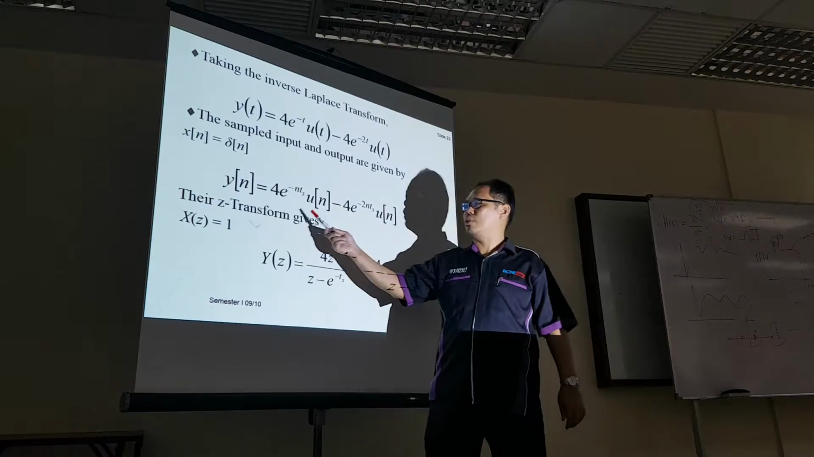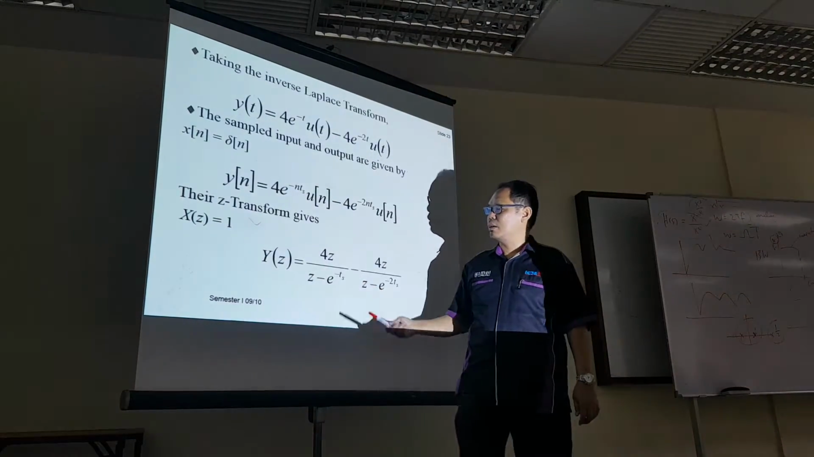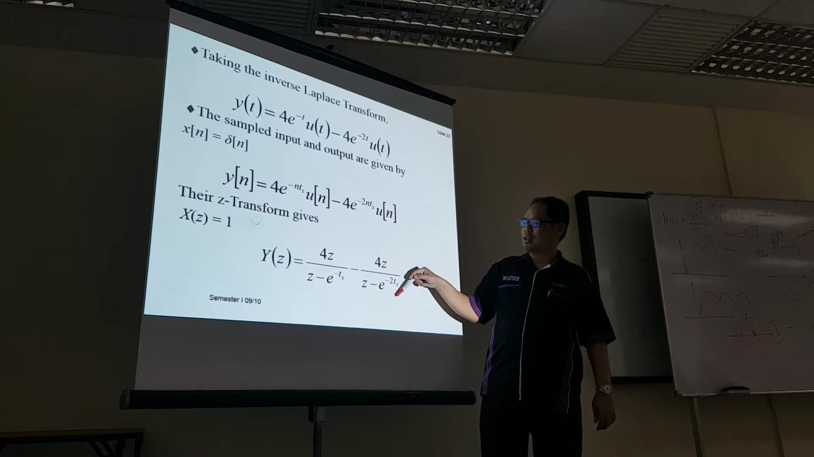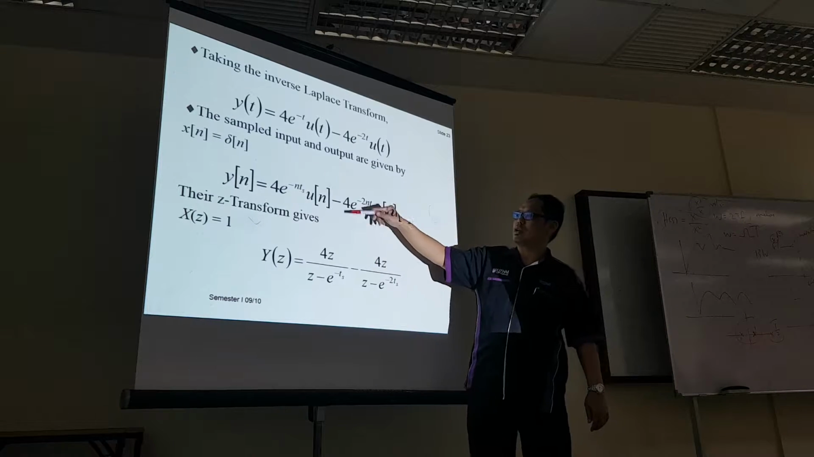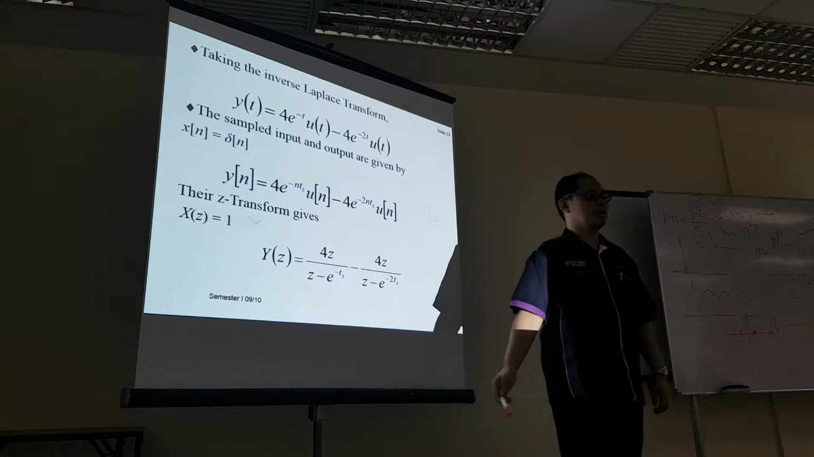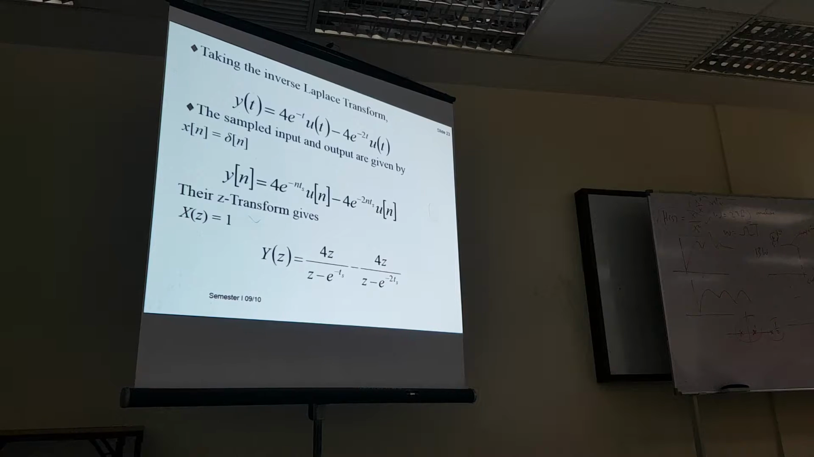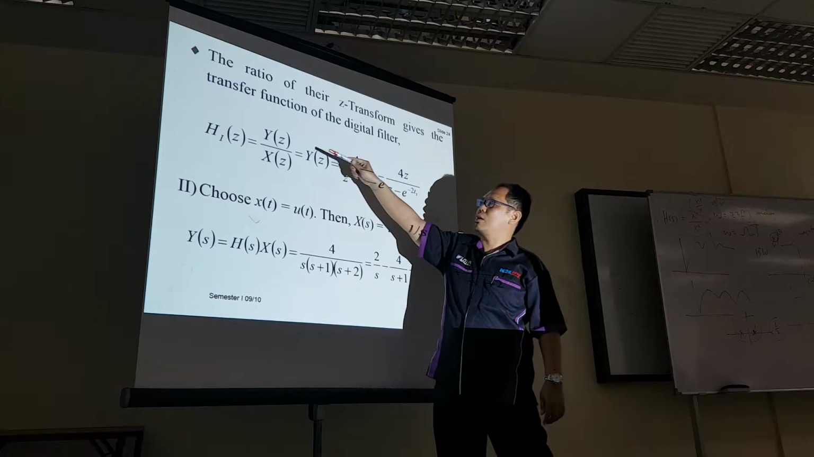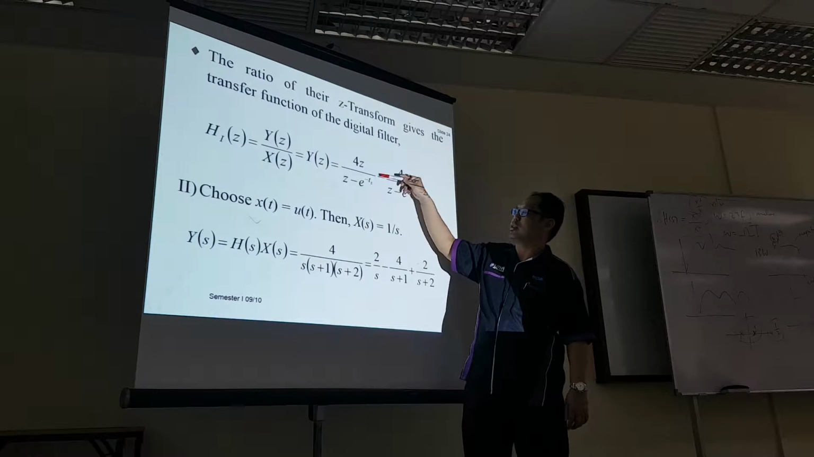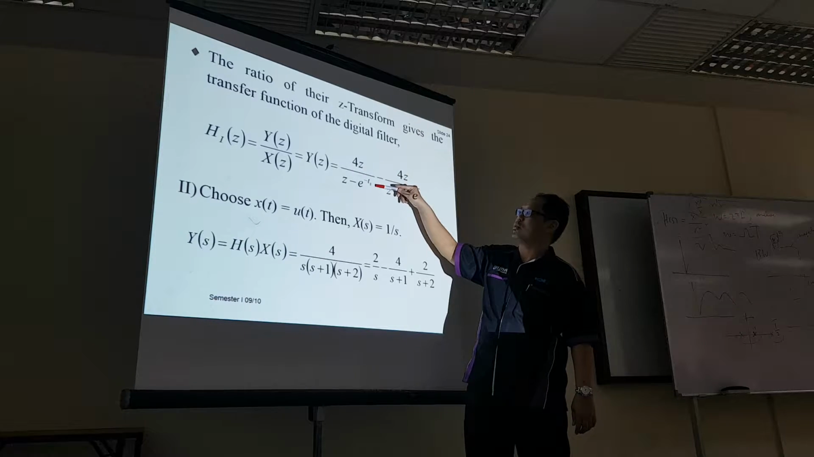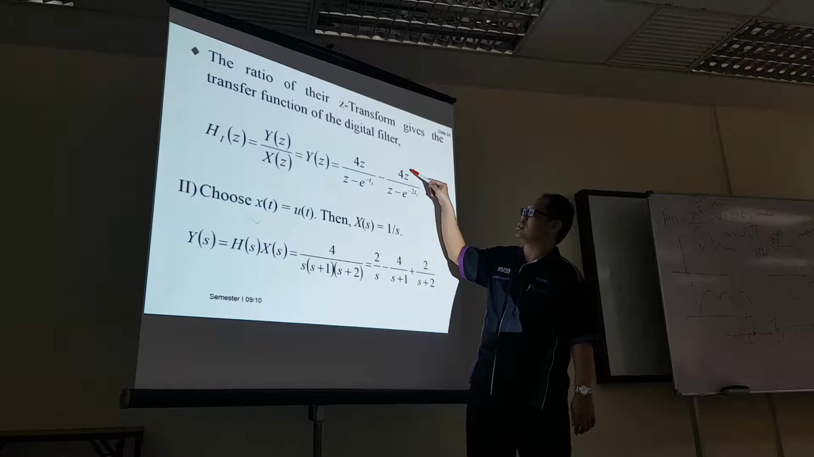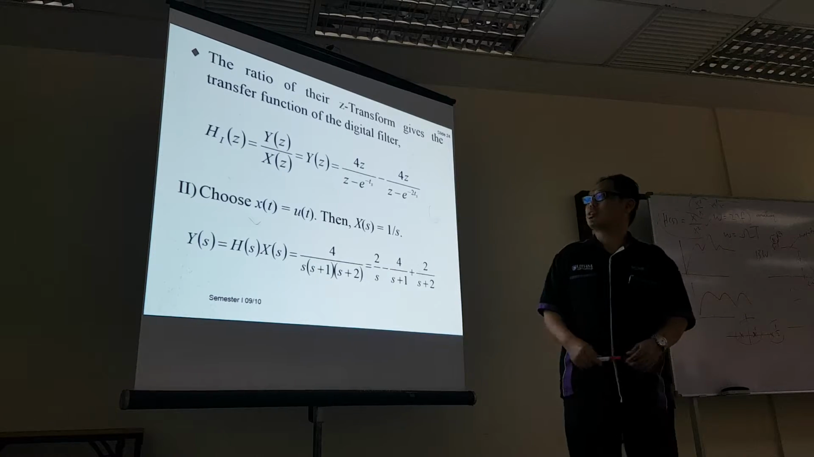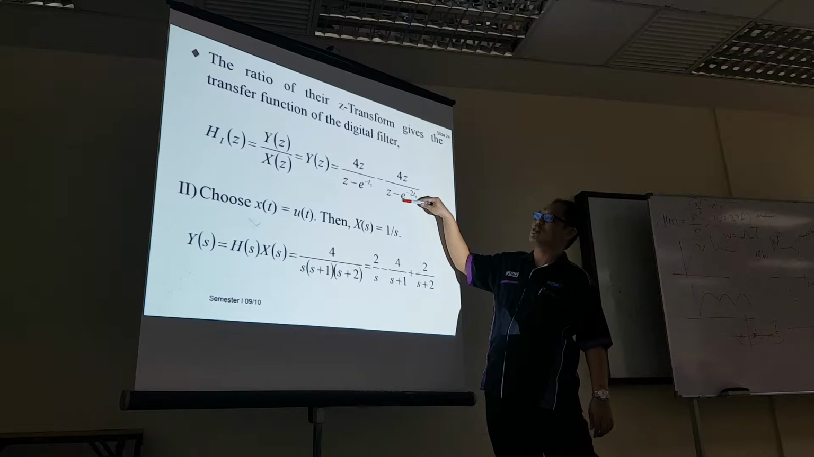Then after that convert to z transform. X(z) equals 1. Y(z) will be 4z divided by z minus e^(-2Ts), and then you simplify from these two things. This one converts into z transform. Then after converting to z transform, the ratio of z transform gives the transfer function, Y(z) divided by X(z), so you get 4z divided by z minus e^(-2Ts). So that is one in Laplace transform output result, and then one in z transform result.